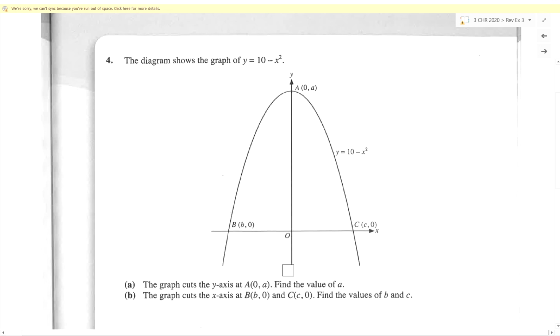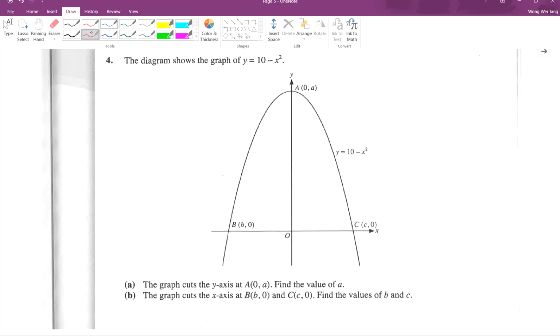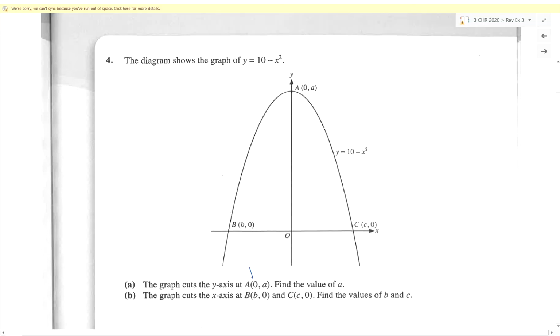So they tell us in part A that the graph cuts the y-axis at (0, 8). Can you please take a pen and write down? This 0 over here represents x. The first number, that will be our block, that is our x. So what must the A represent? Now it must be y.